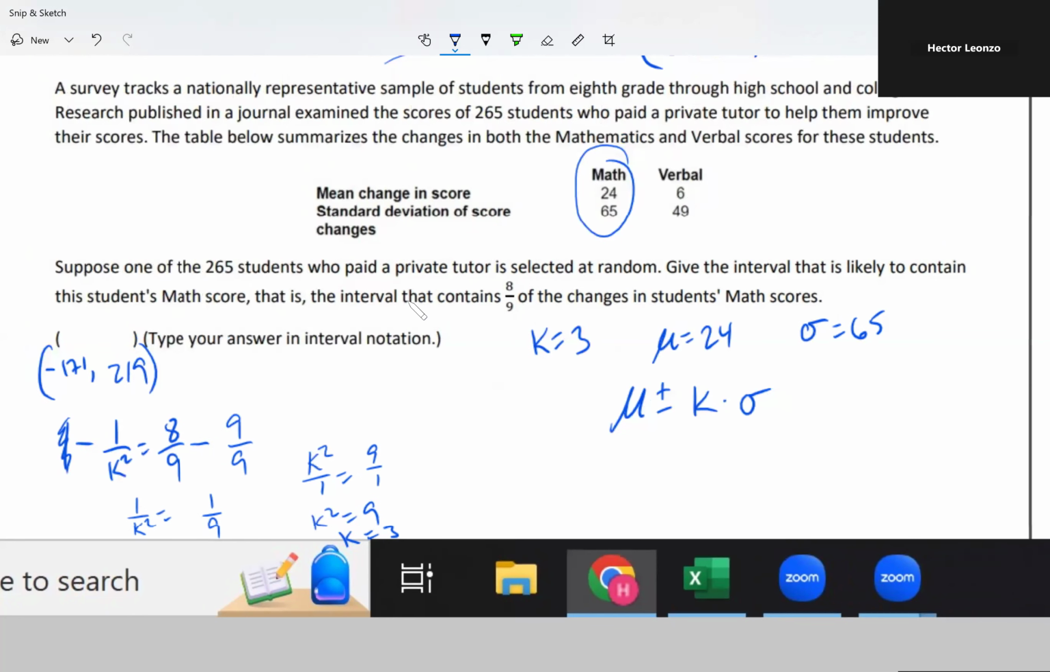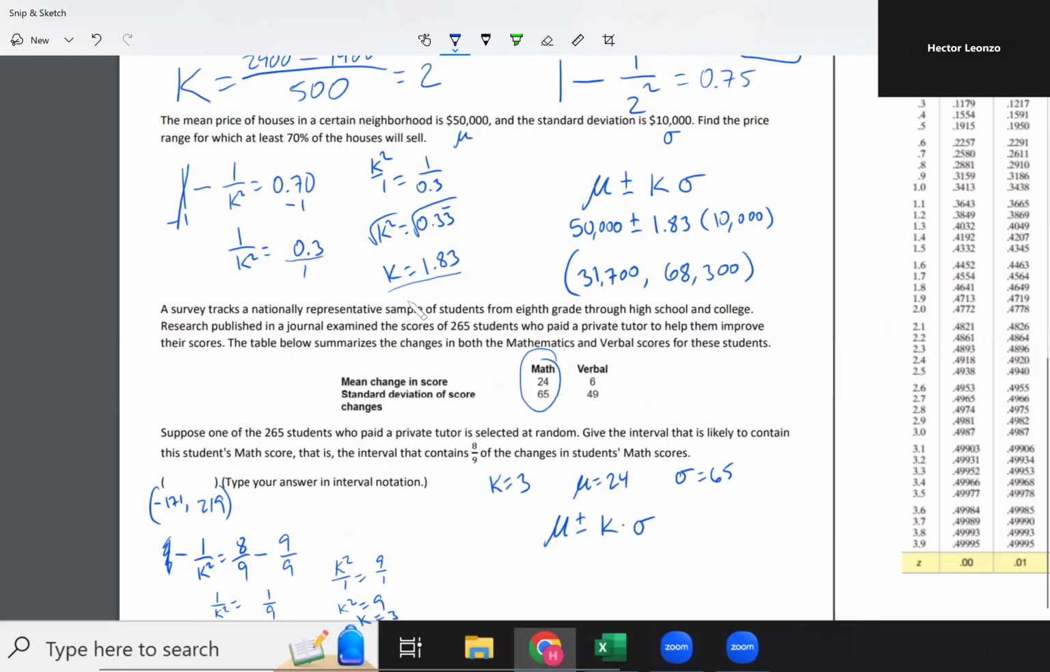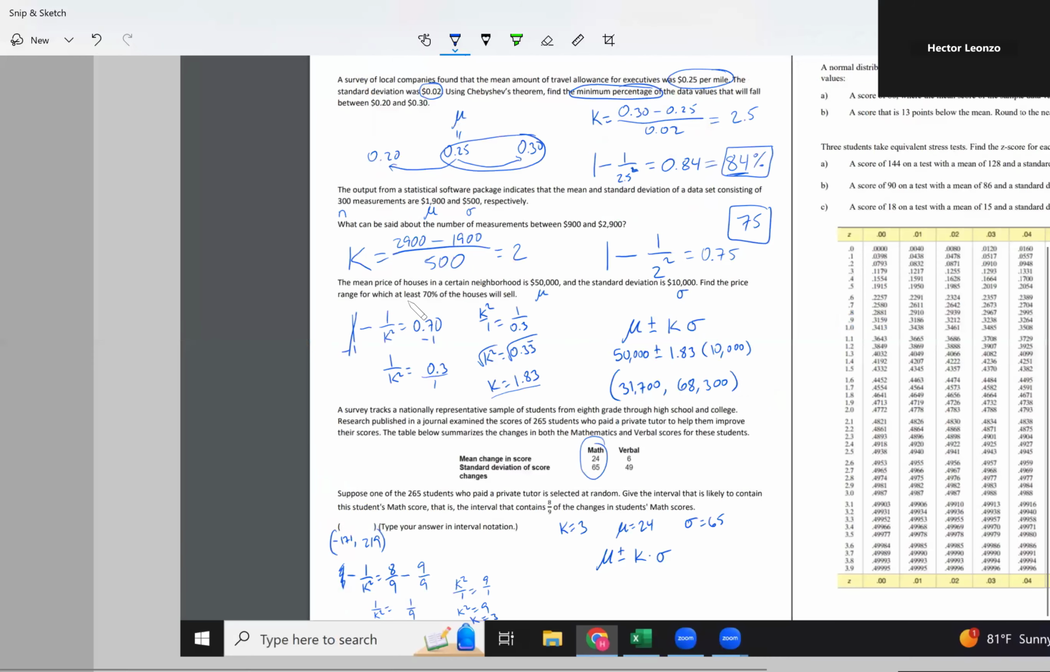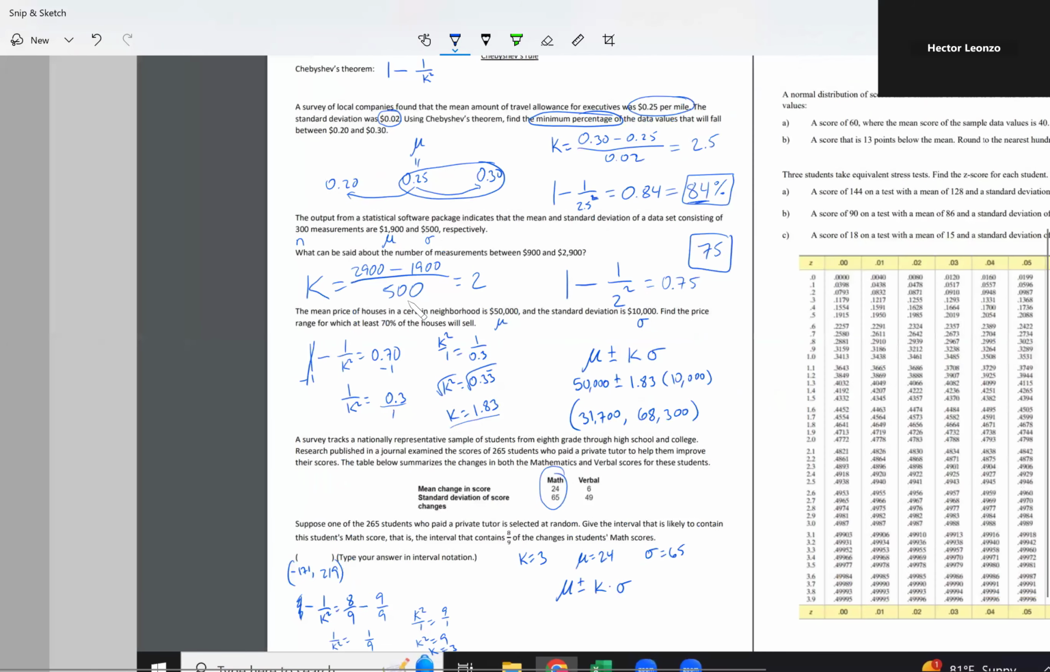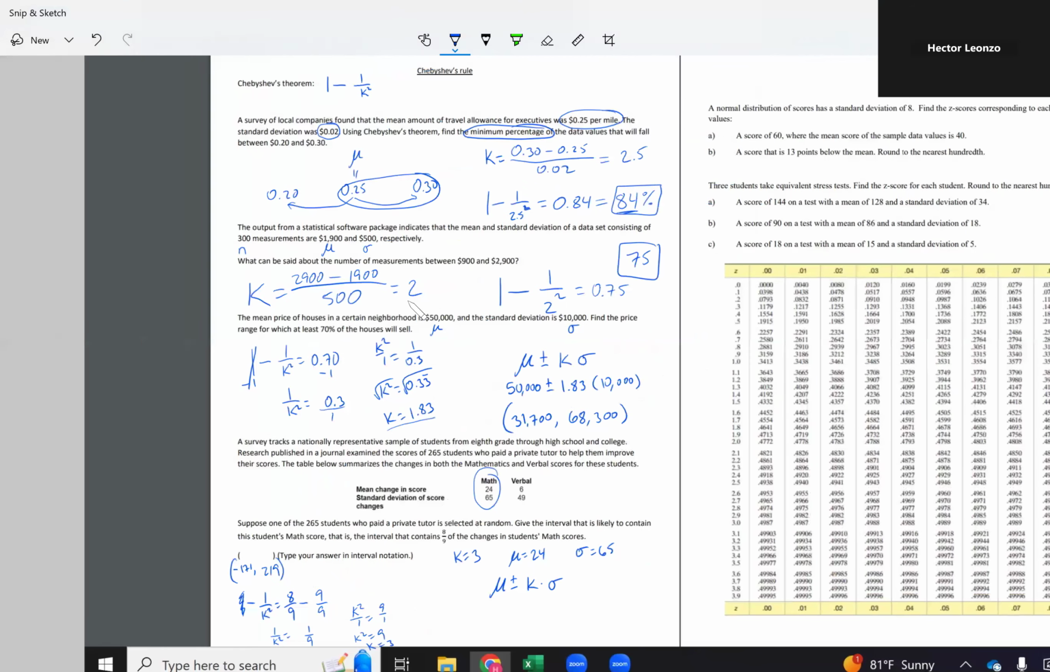Good. Chebyshev's rule, that's what you guys are going to be using. Make sure you learn how to find your K. Am I asking for probability? Am I asking for percentage? Remember, probability is given as a decimal between 0 and 1. If I'm asking for percentage, it's a number between 0 and 100. So make sure you understand what I'm asking.